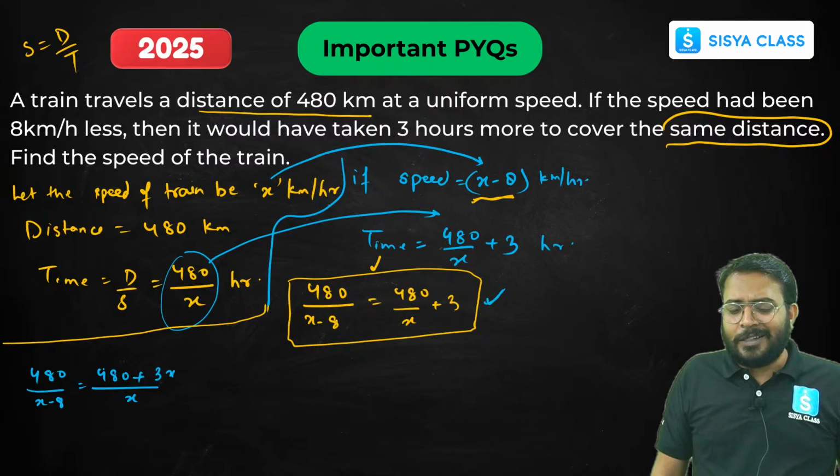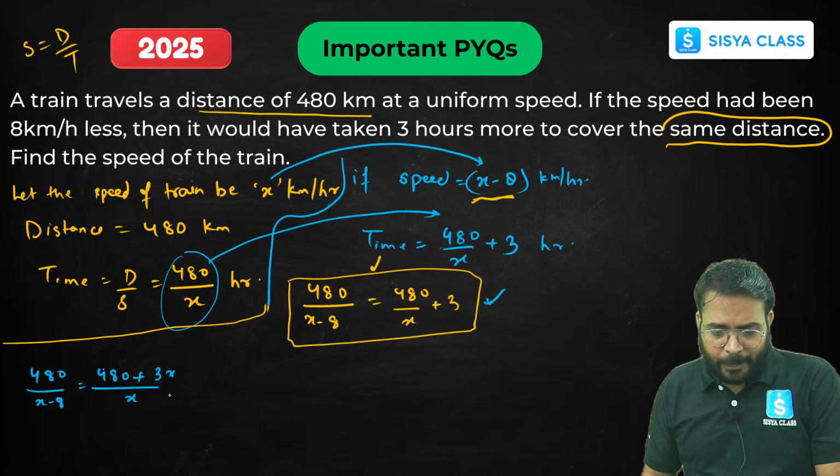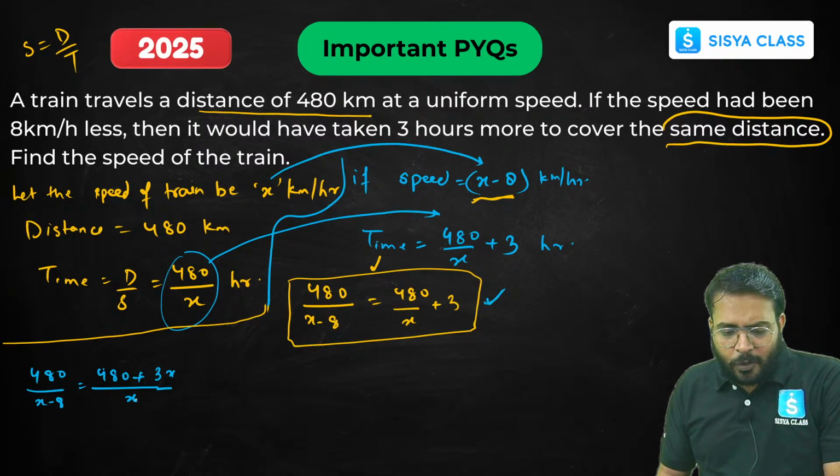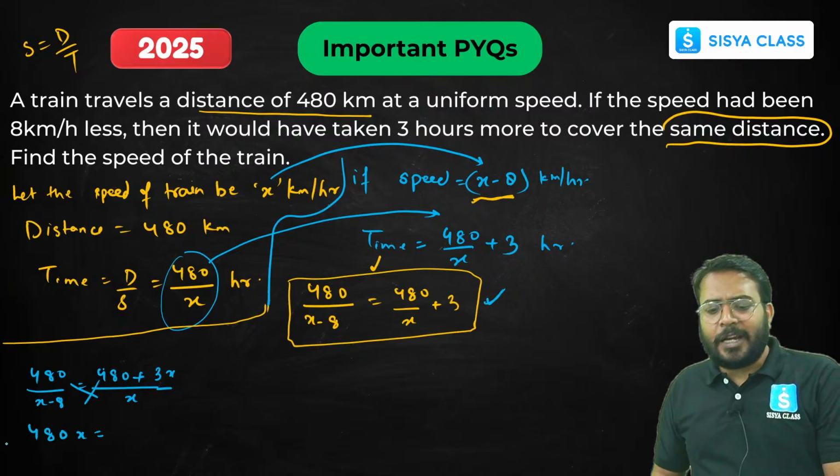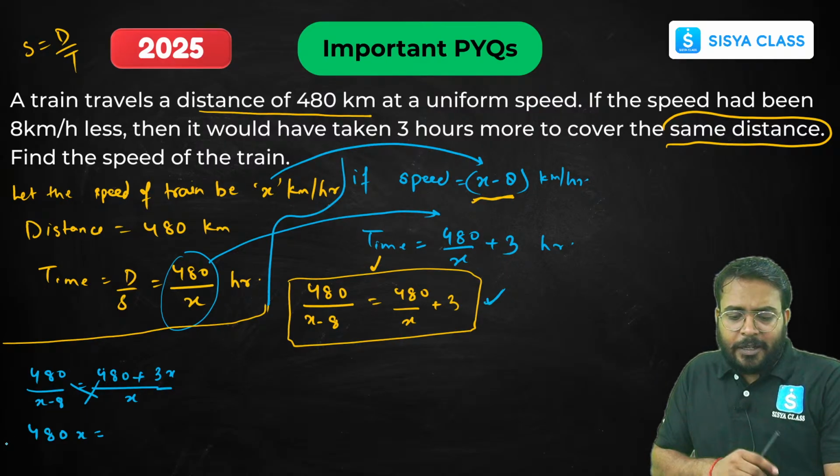You have to apply simplifying things here. Understood my point? Okay, so 480. Can we cross multiply? Yes sir, we can cross multiply. So 480 into x, it is going to be 480x. Now, can we multiply x minus 8 with 480 plus 3x?